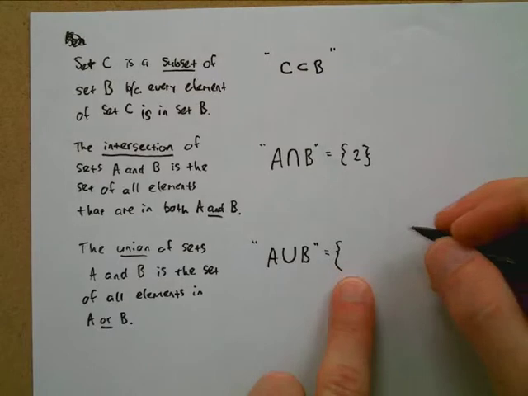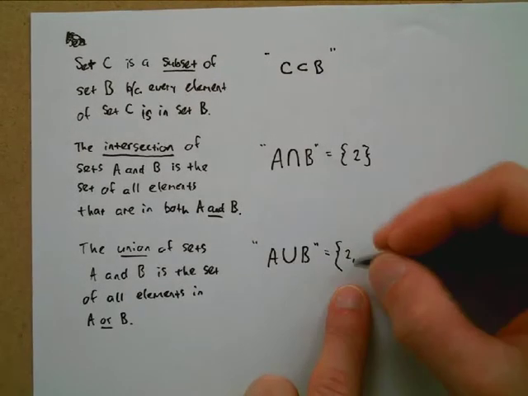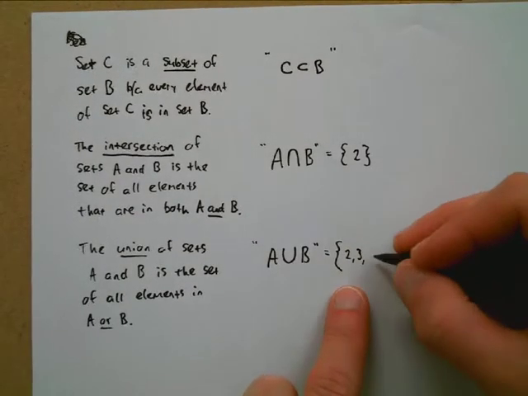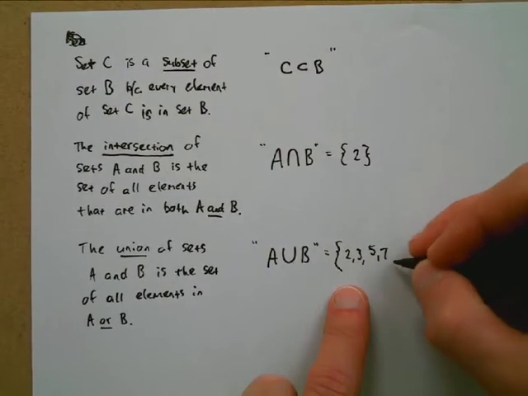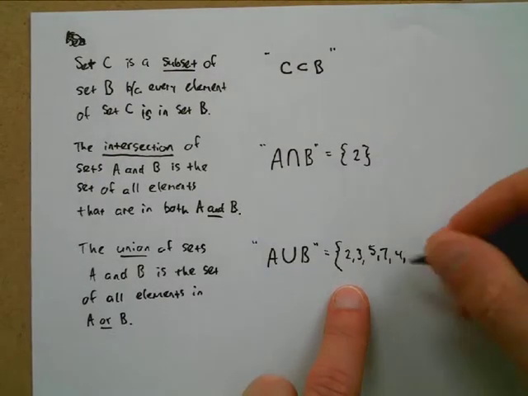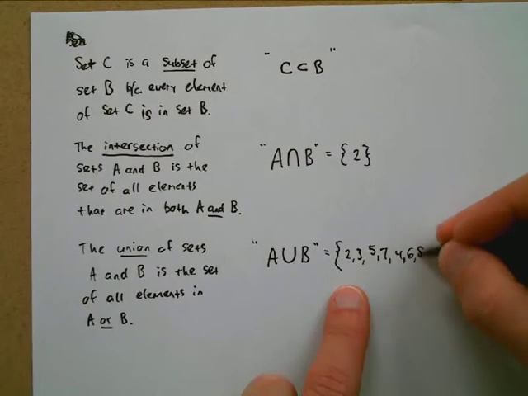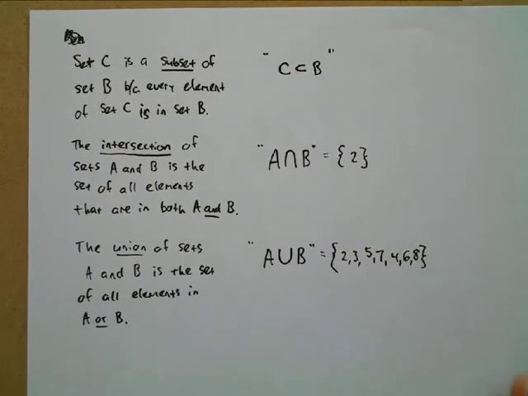2, 3, 5, 7, 4, 6, and 8. Okay? And that's fine. They don't have to be in numeric order. And I also like that Tatum did not repeat. Okay? You don't need to repeat the 2.